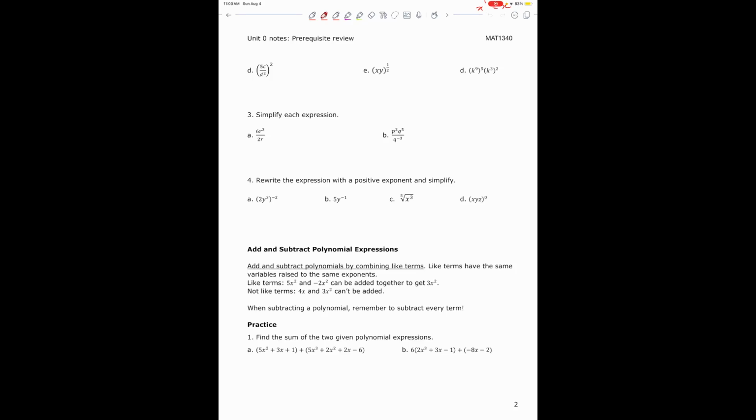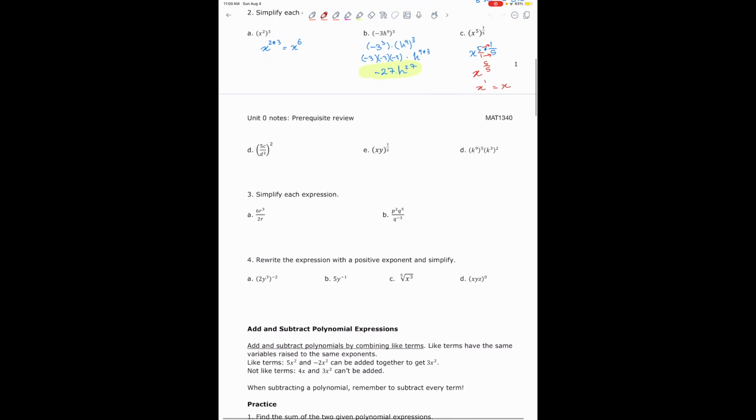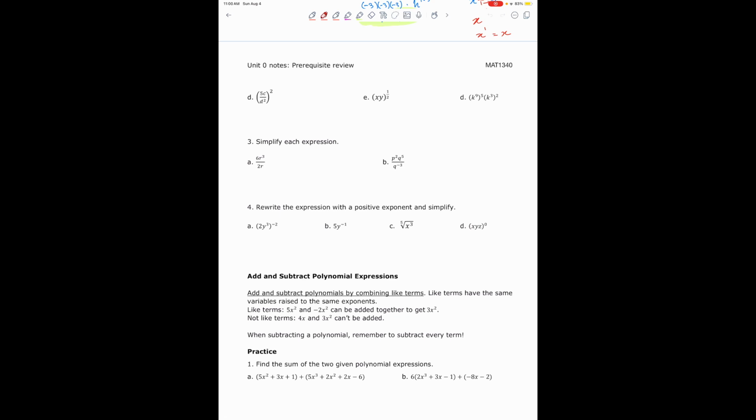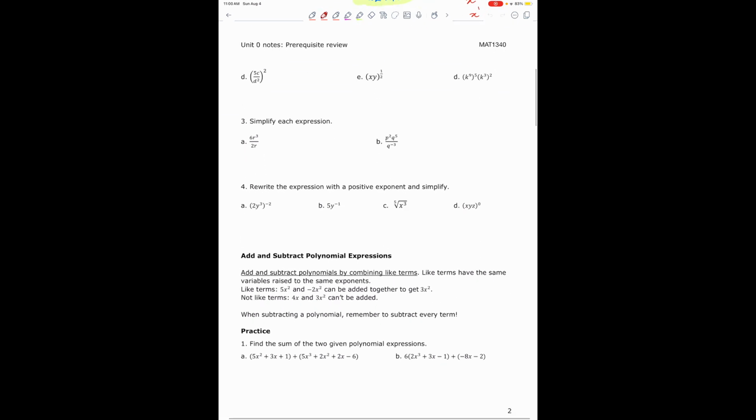Unit 0 Notes, Math 1340, page number 2. In the following expressions, we would like to simplify each of these expressions. This is a continuation of question number 2 from the previous page. So again, we're going to use the rules that we learned about.